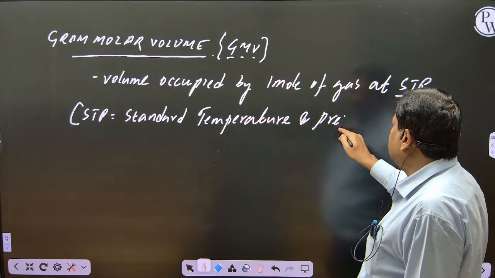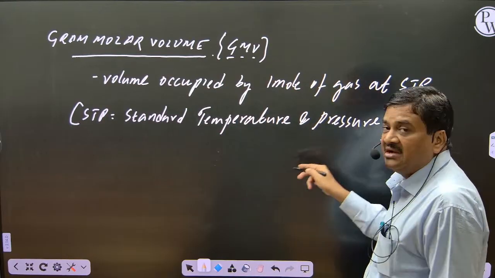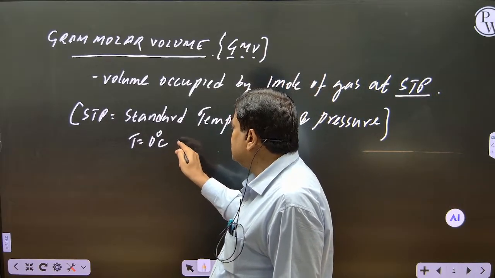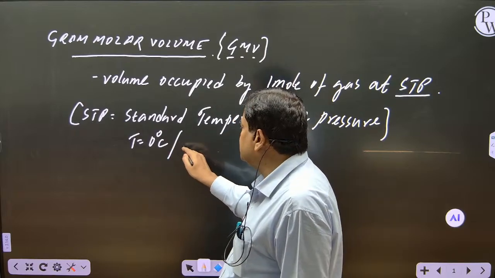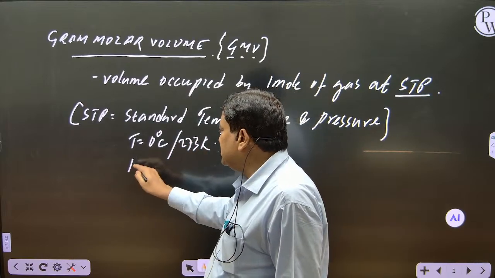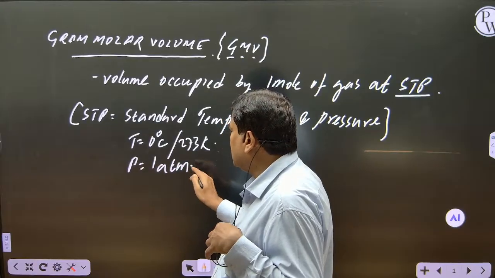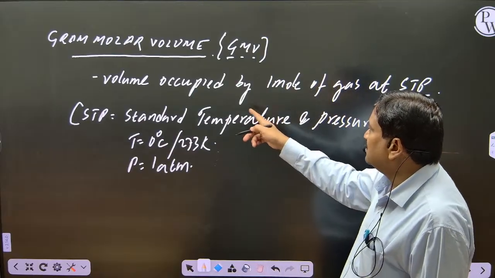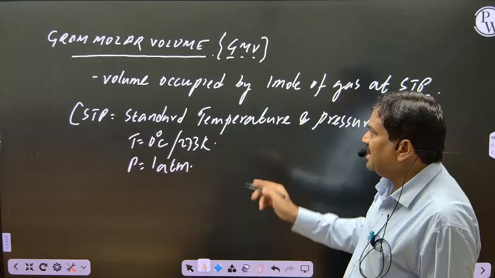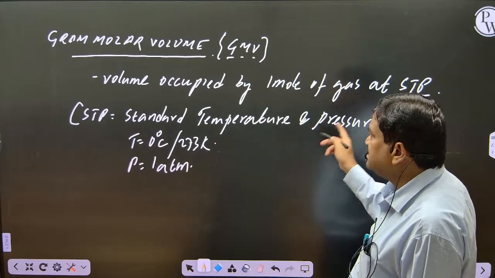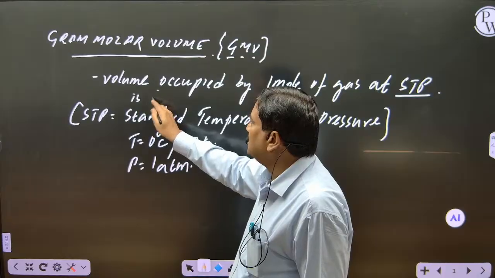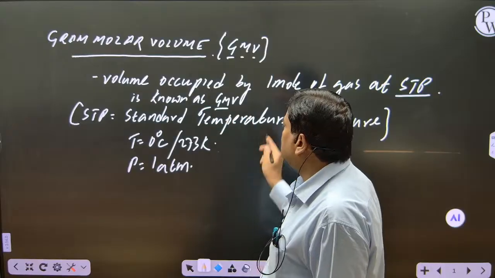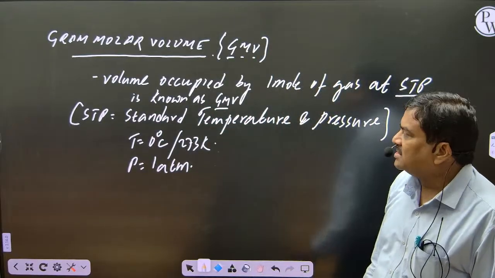And what is the standard temperature and pressure? Later we study in states of matter where temperature is maintained at 0 degrees Celsius. If you convert in Kelvin, this comes to 273 Kelvin, and pressure is maintained at 1 atmosphere. This condition is called STP condition. That means the volume occupied by 1 mole of gas at STP is known as GMV, gram molar volume. Understood, students? What is GMV?